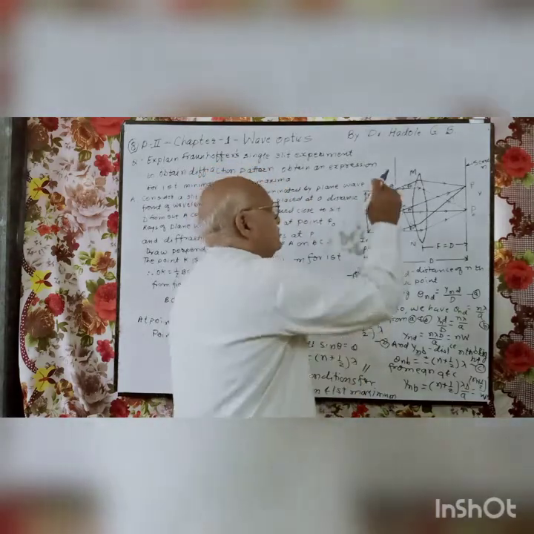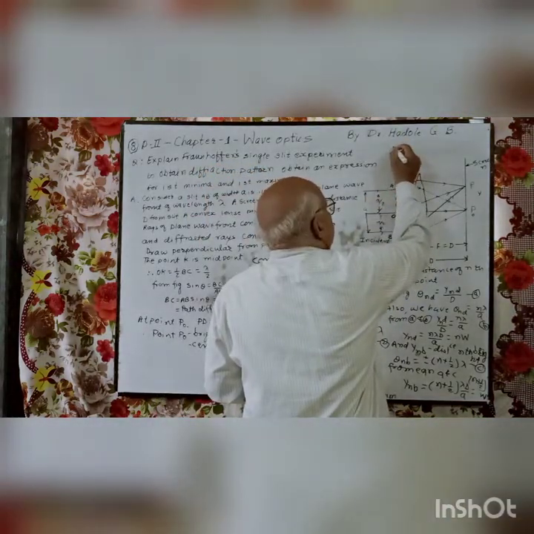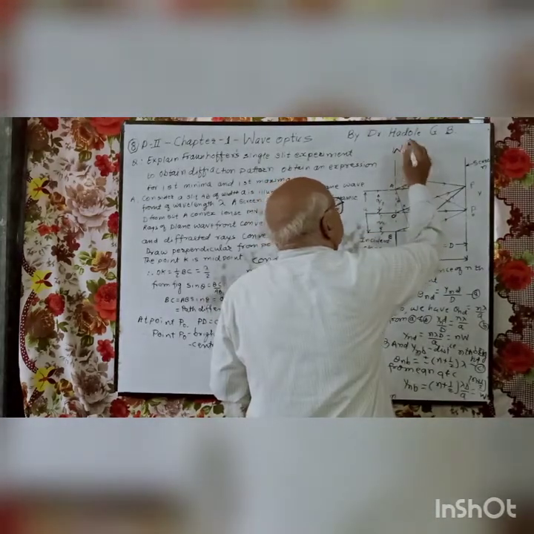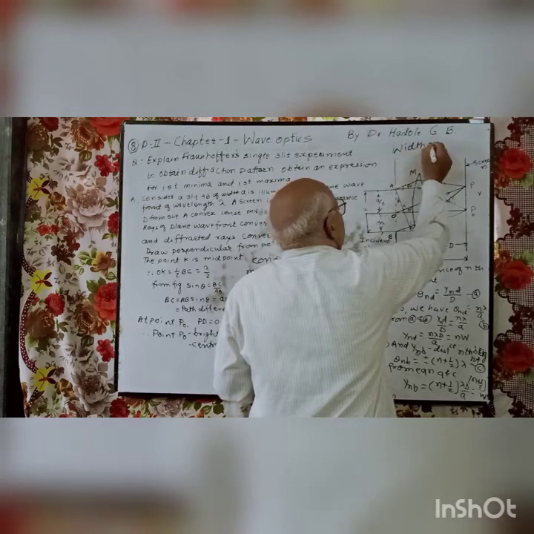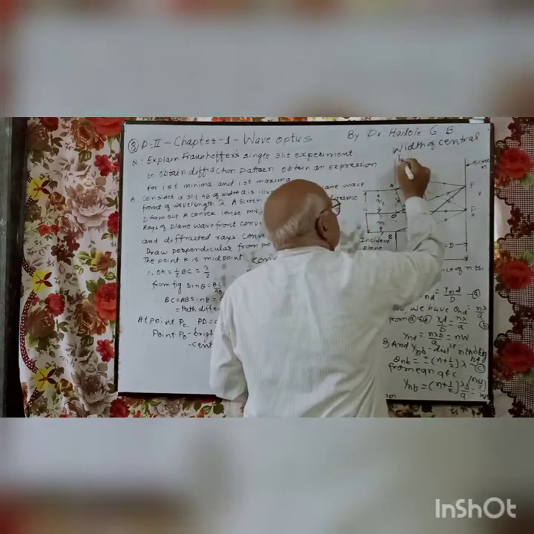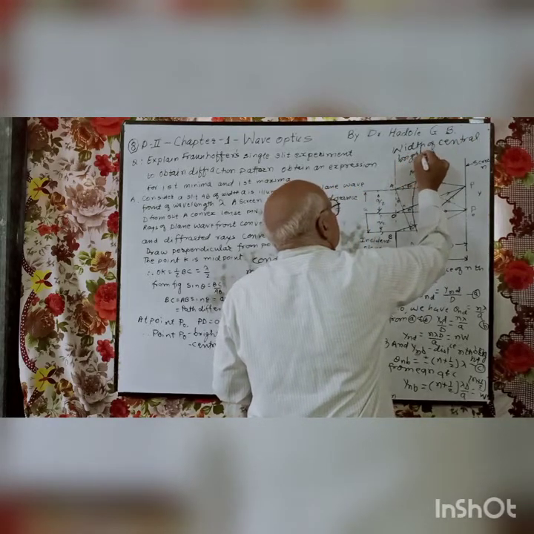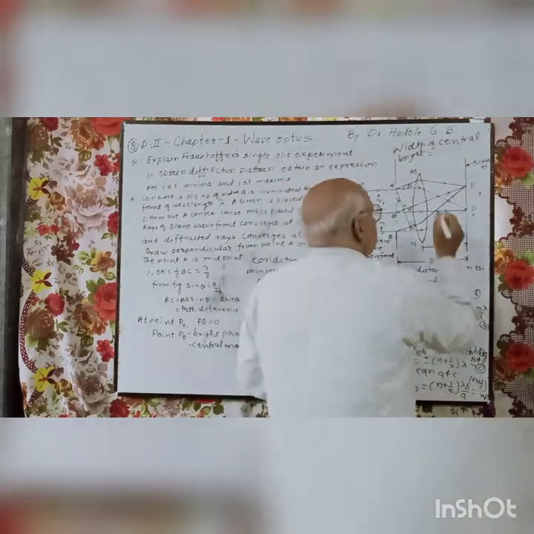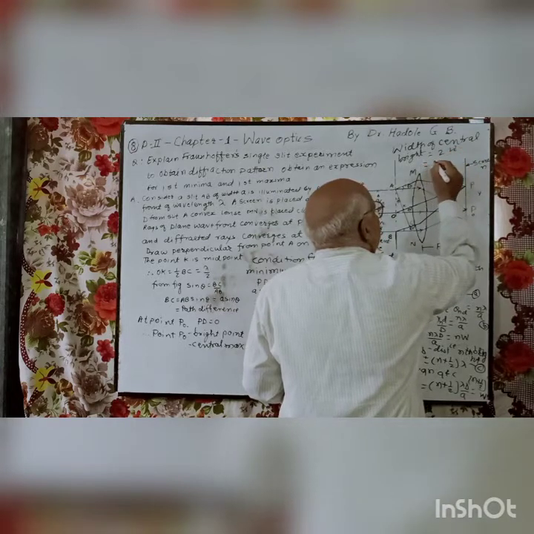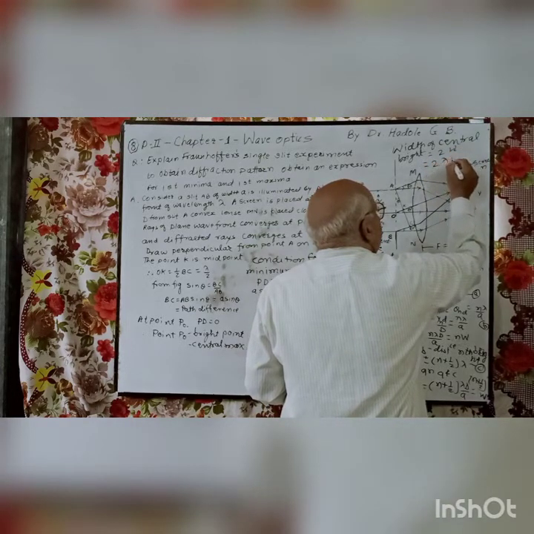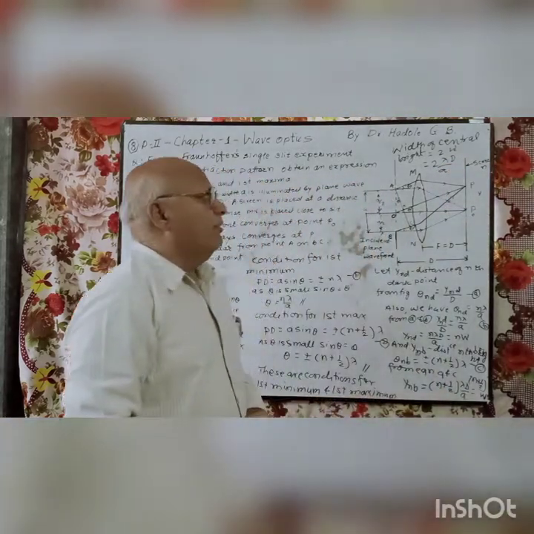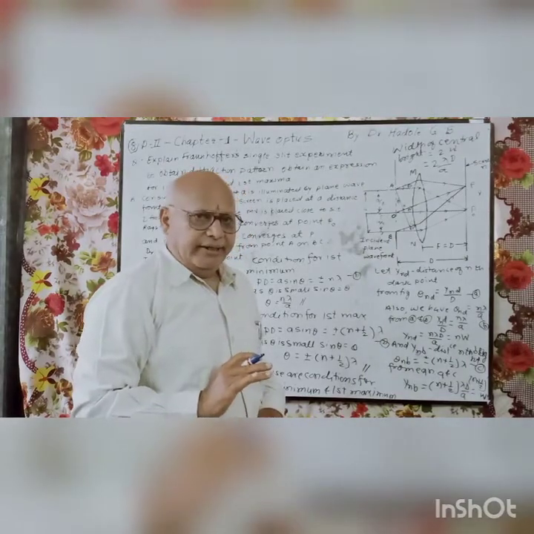From this we write the width of the central bright, that is equal to 2W. That is nothing but 2 lambda D upon a.